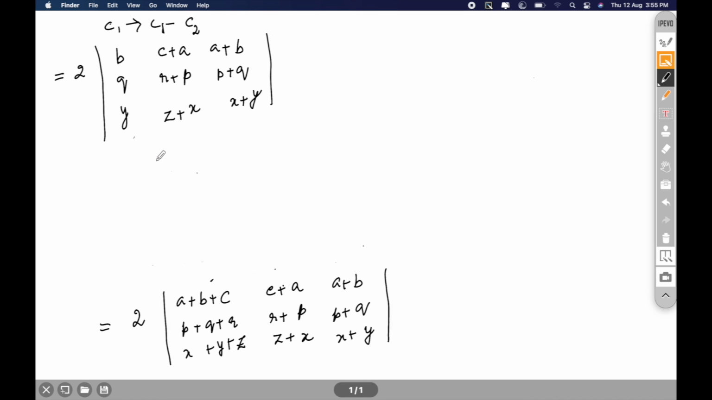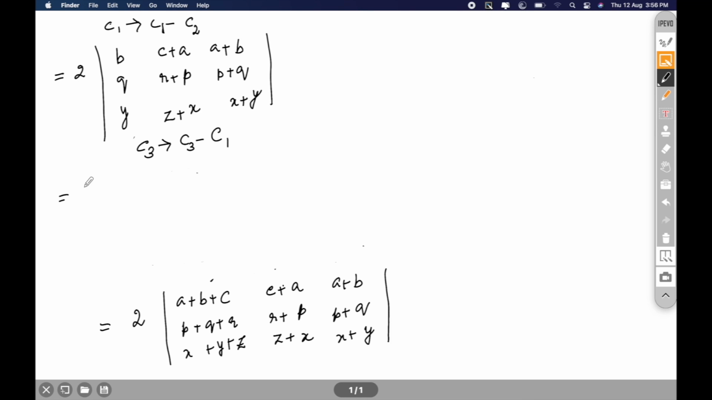Now in the next step, again I will be using the same property. Now I will aim at keeping a single element either in the second column or the third column, whichever is possible. Now here I can see if A plus B is subtracted by B, I will be left with only A. Similarly, P plus Q minus Q can give me single element P. So column 3 now changes to column 3 minus column 1.